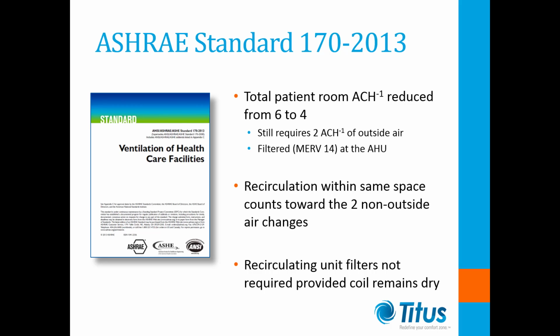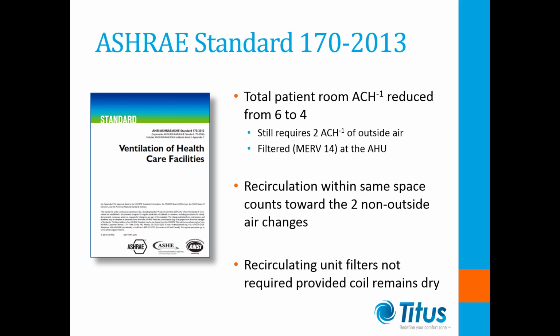The first notable revision affects the air change rate in patient rooms, reducing the number from 6 to 4. The outdoor ventilation rate has not changed, staying at 2 air changes, which must be filtered at the air handling unit. A significant change is in the requirements for the recirculated air. The standard states that recirculated air within the same space now counts towards the 2 non-outdoor air changes. So this includes the induced air through fan coils or active chill beams.